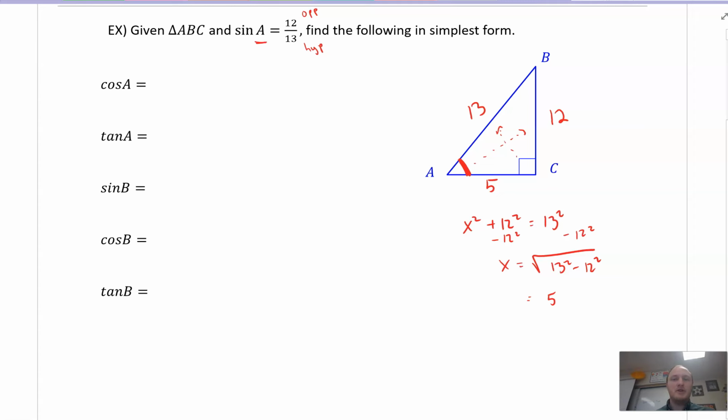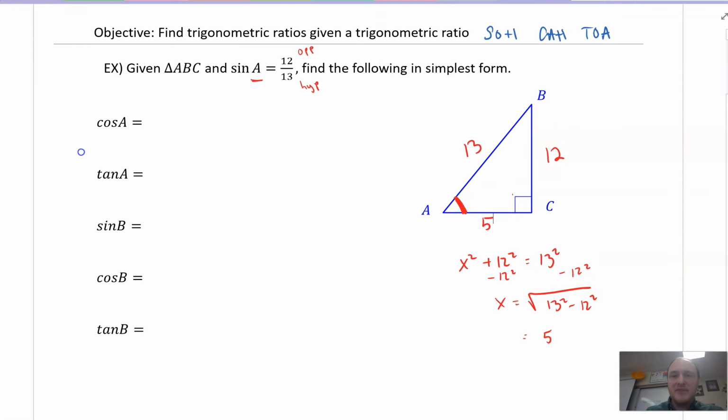Now I want cosine of A. Cosine is adjacent over hypotenuse. If I'm at A, this side is opposite and this is adjacent. So cosine of A, adjacent over hypotenuse, is 5 over 13. Very simple. Tangent of A, that's opposite over adjacent. Opposite is 12, adjacent is 5. Very easy.